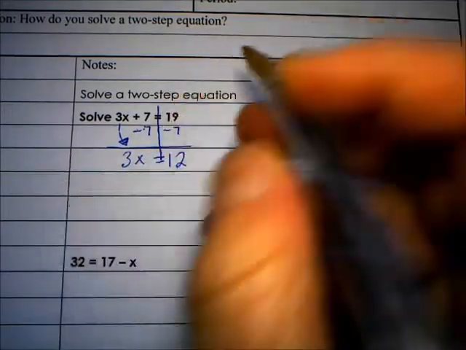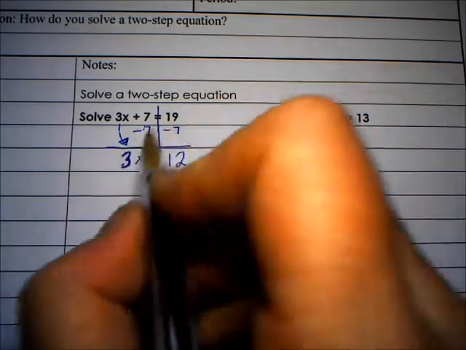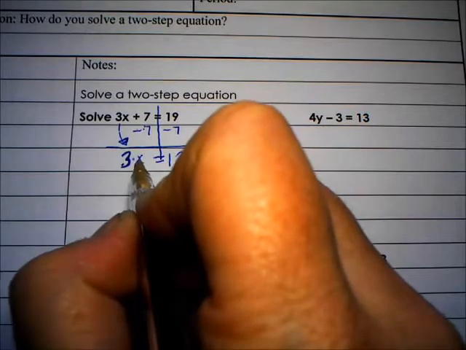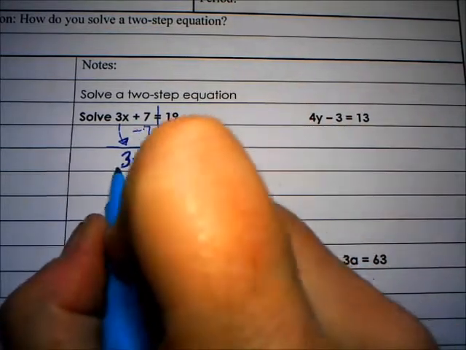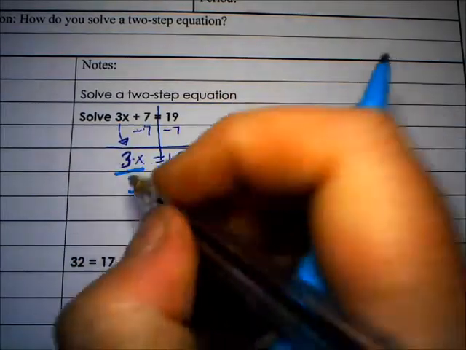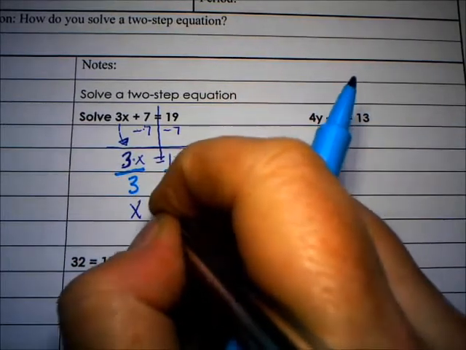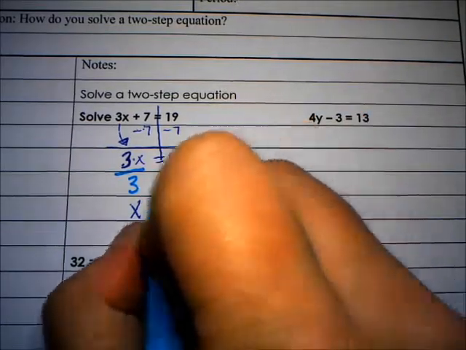So now I'm into a one-step problem that we did yesterday. This is 3 times x. The opposite of multiplying is to divide. So I'm going to put my line and divide by 3 on both sides. That leaves me with x equal to, and 12 divided by 3 is the number 4 as our answer.